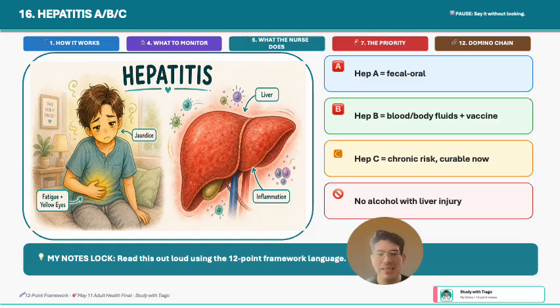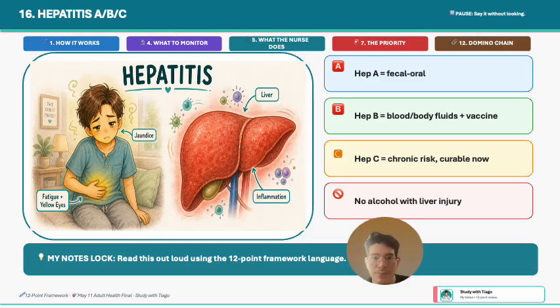So, hepatitis B spreads through blood and body fluids, right? That includes sexual contact, needle exposure, and perinatal transmission. There is a vaccine, and chronic infection can happen. Hepatitis C is mainly blood exposure and has a higher chronic risk pattern. Modern treatment can cure many patients, but the key for the exam is chronic liver disease risk and screening in the right context.